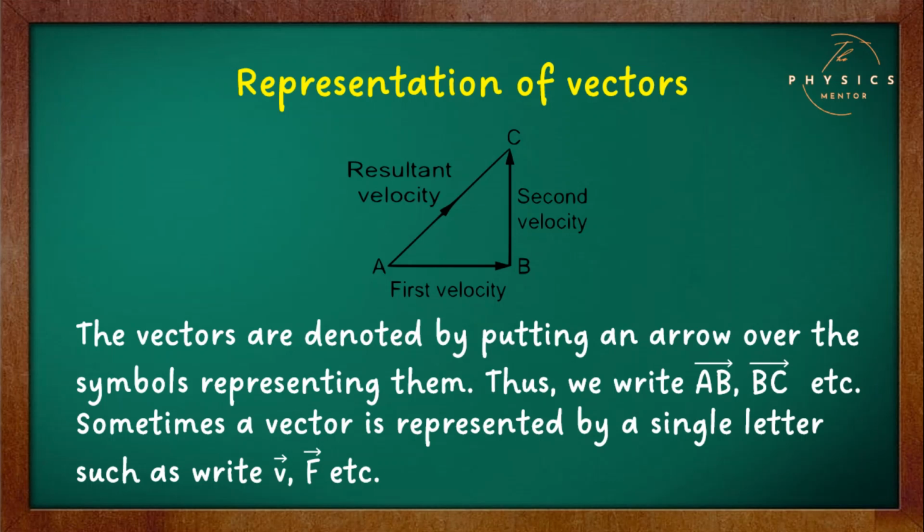The vectors are denoted by putting an arrow over the symbols representing them. Thus we write vector AB, vector BC, etc. Sometimes a vector is represented by a single letter, such as vector V, vector F, etc.